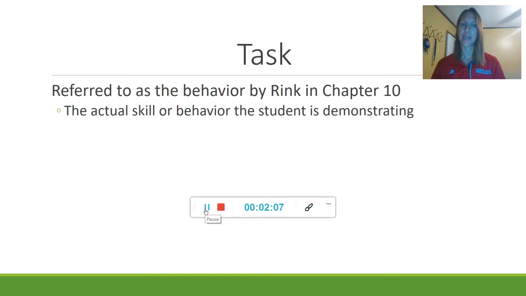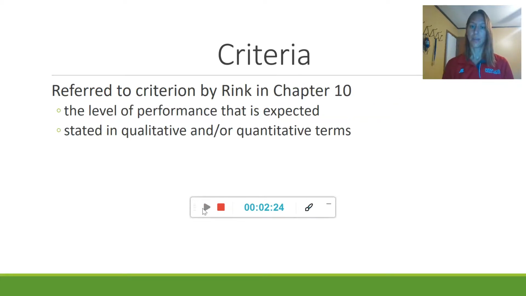Next is the task, and this is referred to as the behavior by Rink in chapter 10. So this is the actual skill or the behavior that the student is going to be demonstrating. You're going to hear task from here on out. So we had situation, or the condition, task, or the behavior. And now we're going to have the criteria. This is referred to as the criterion by Rink. So pretty similar. This one you don't have to switch too much.